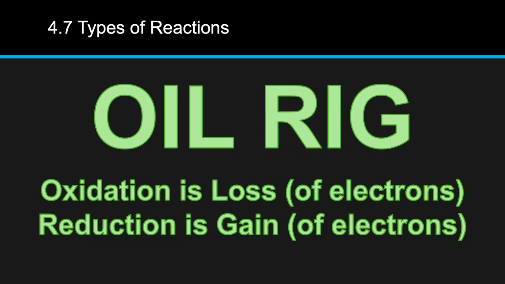A common way to remember this for a redox reaction is using the phrase OIL RIG. OIL stands for oxidation is loss of electrons and RIG stands for reduction is gain of electrons.